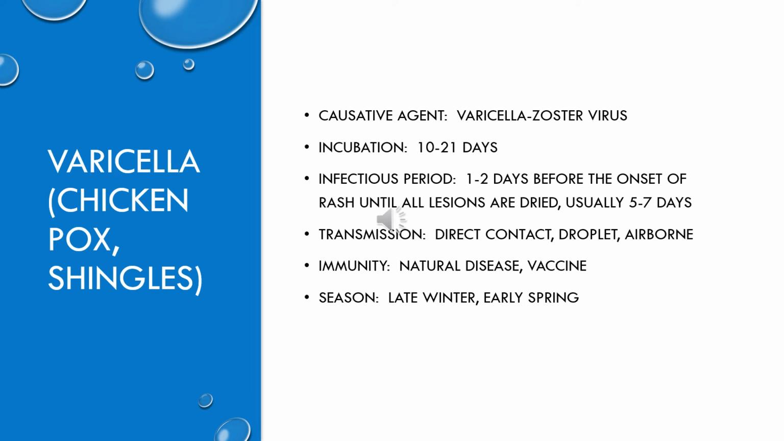They usually begin macular and develop into papular, and they move to teardrop vesicles with like a red base. The vesicles usually become pustular, and they will then begin to dry out or crust over. Some of these will pop. You may see exudate, like when you wake the child up, there may be stuff on the sheets.